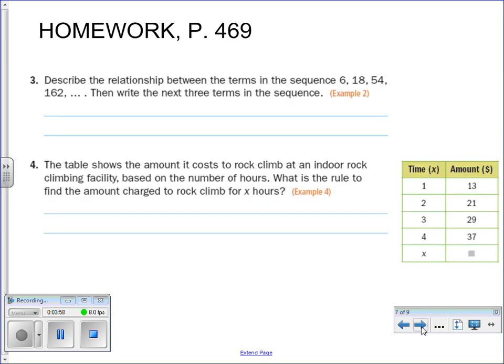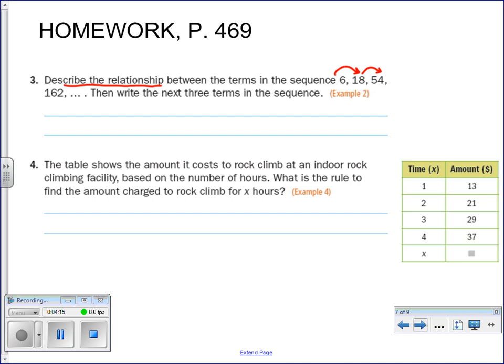Still homework 469. Describe the relationship. I said, oh, it was a loving relationship. No, that's not what they mean. They mean, what do you do to the 6 to turn it into 18? What do you do to the 18 to turn it into 54?